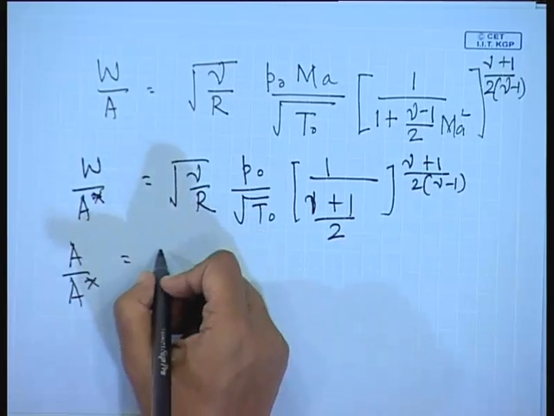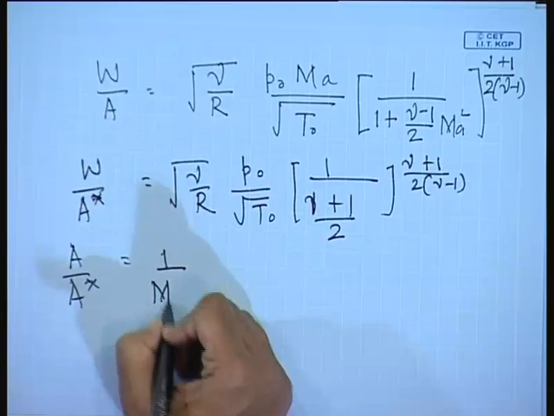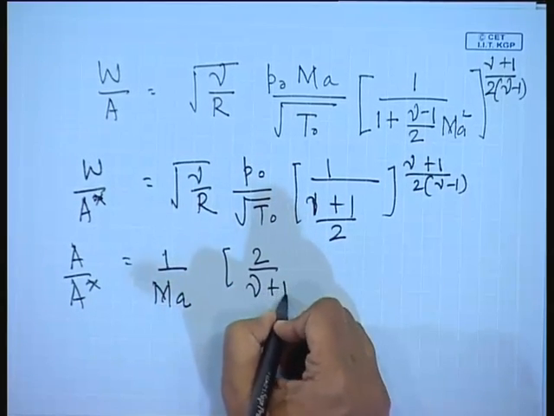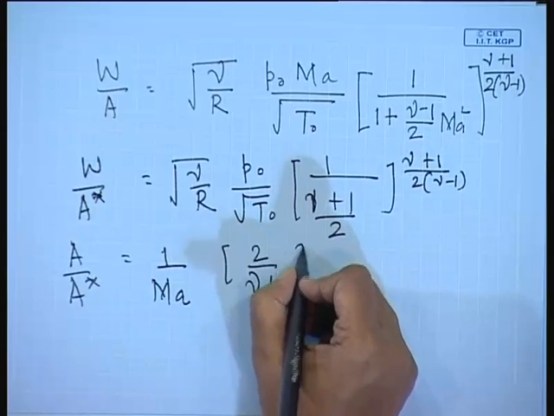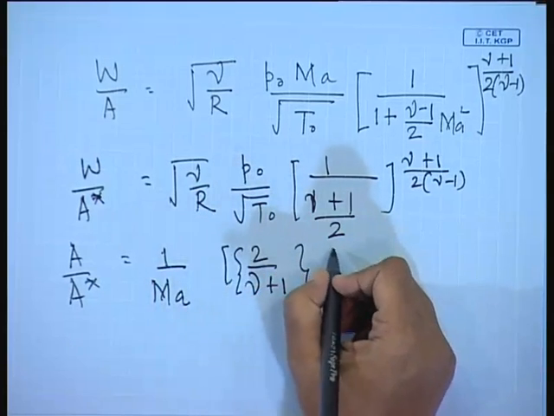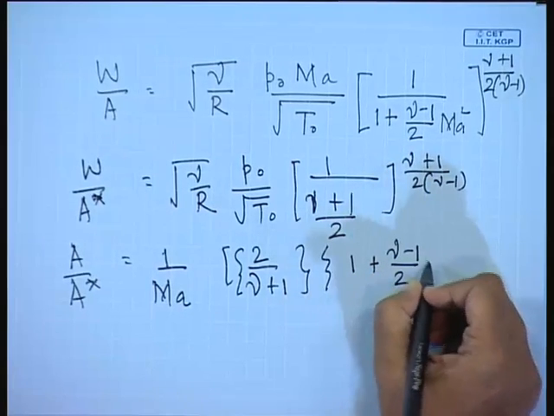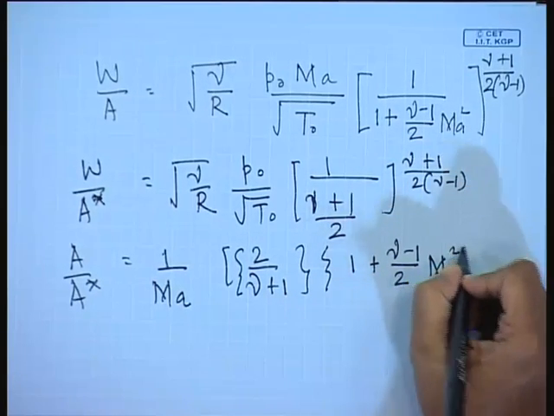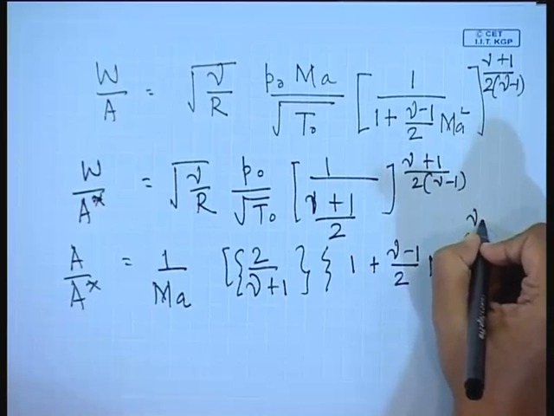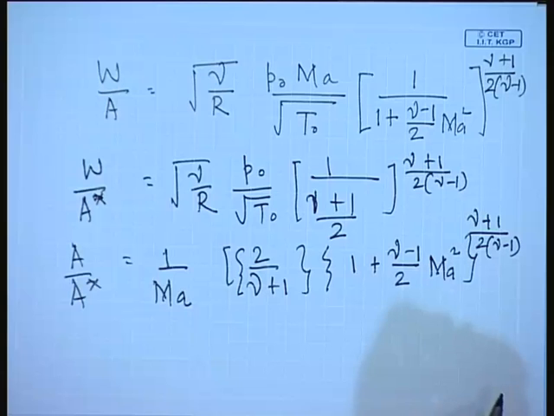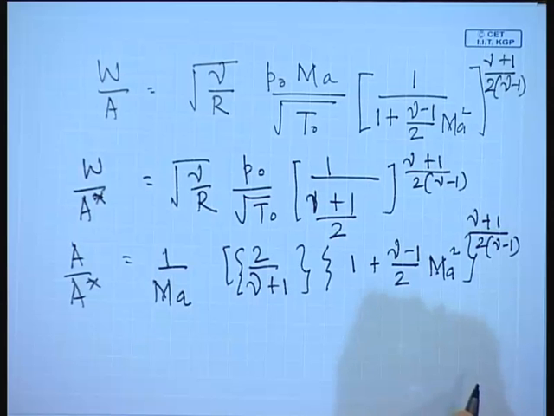What is A by A star then? We can write it down as 1 by Ma into 2 by gamma plus 1 into 1 plus gamma minus 1 by 2 Ma square, raised to the appropriate power. Please perform these derivations, otherwise it is not going to help you much. I am just deriving it and you are just copying it down, that is not going to help you. Please derive these derivations and then do them accordingly.